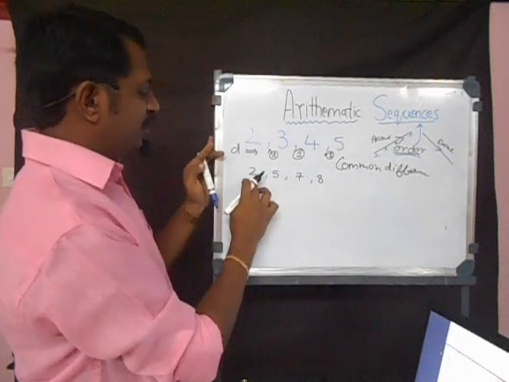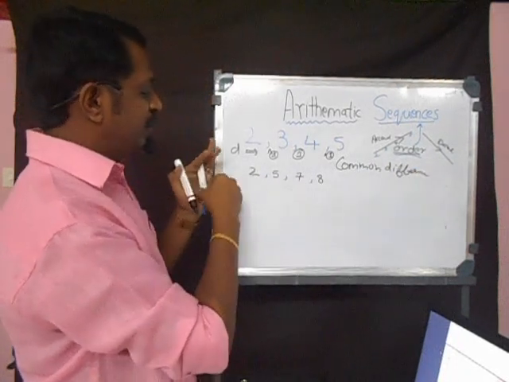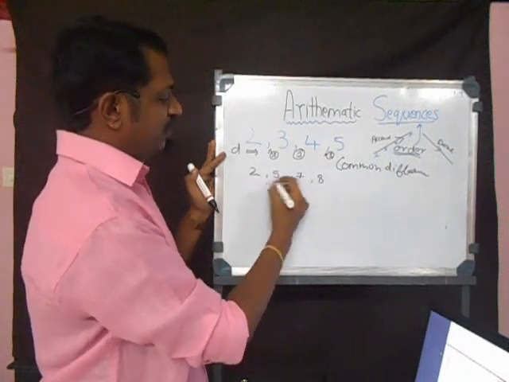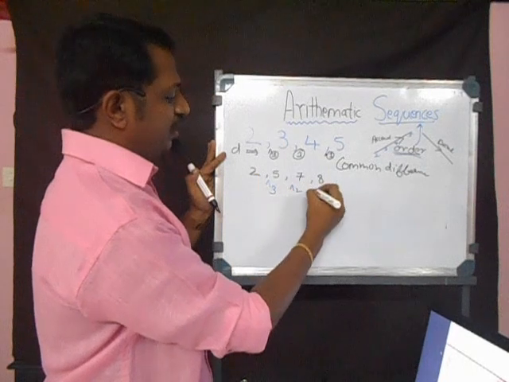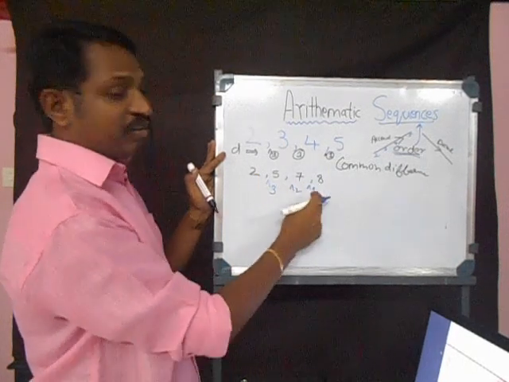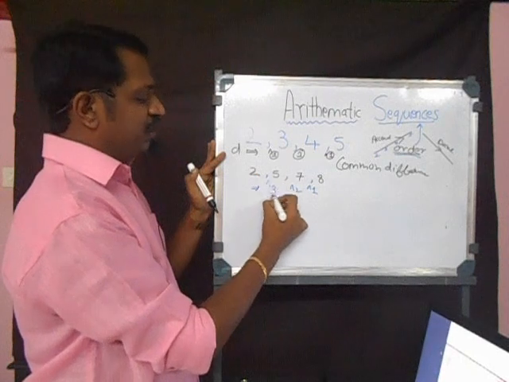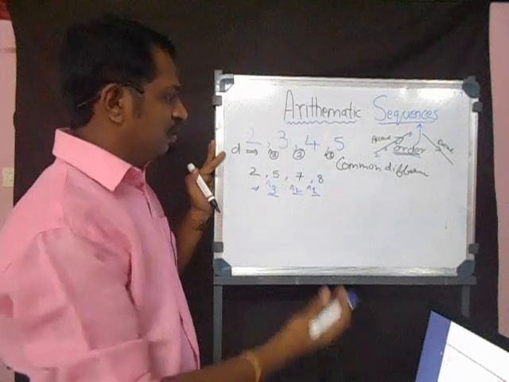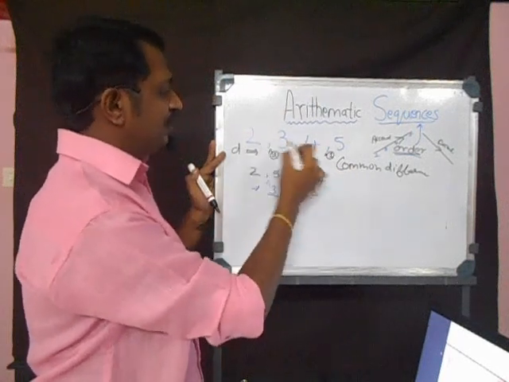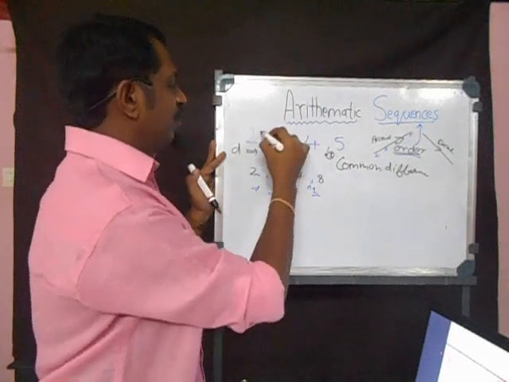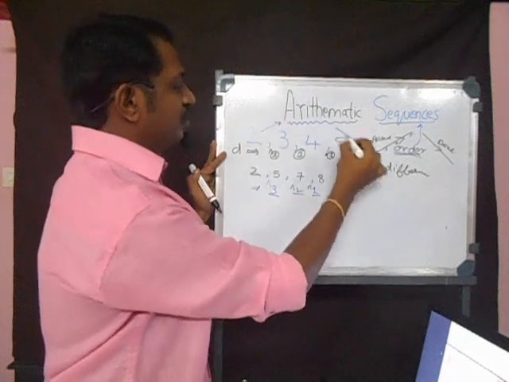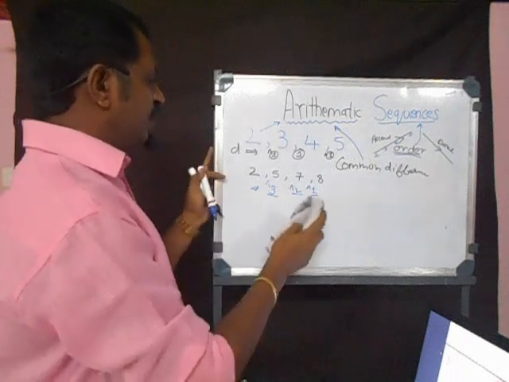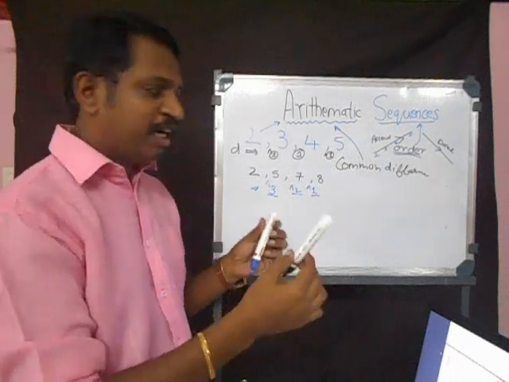At the same time, there is 2, 5, 7, 8. What is the difference here? Let's see. 5 minus 2 is 3. 7 minus 5 is 2. Again, and here it is 1. Here also there is a difference, but the difference is not common. So, what is the definition of an arithmetic sequence? A sequence having a common difference is called an arithmetic sequence. That's it until here. Then we have to go for another topic called position and term.